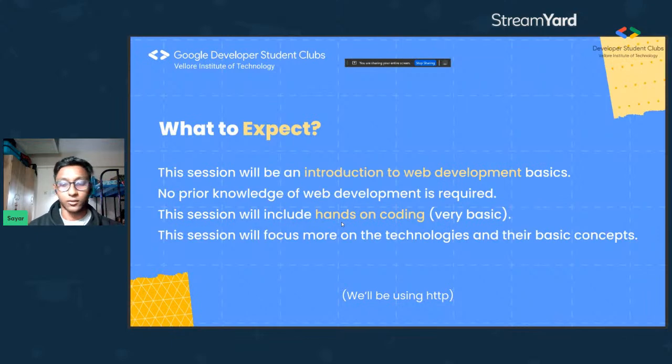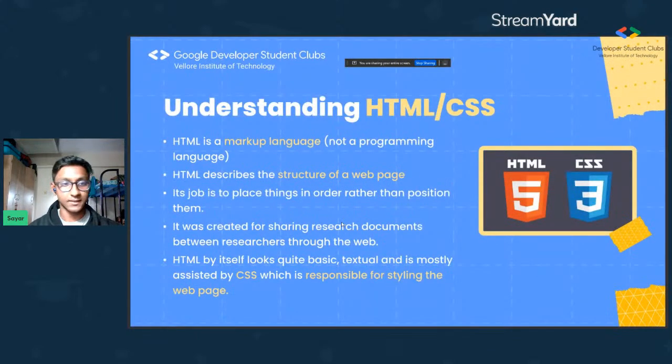Okay. So let's just start with the first thing, which is, of course, HTML, CSS. So let's just talk about what HTML is. It's a markup language. It's not a programming language. That's what many people mistake it as. So what is a markup language? Basically, a markup language describes the structure of some data. Now, HTML specifically is a markup language which describes the structure of a web page.